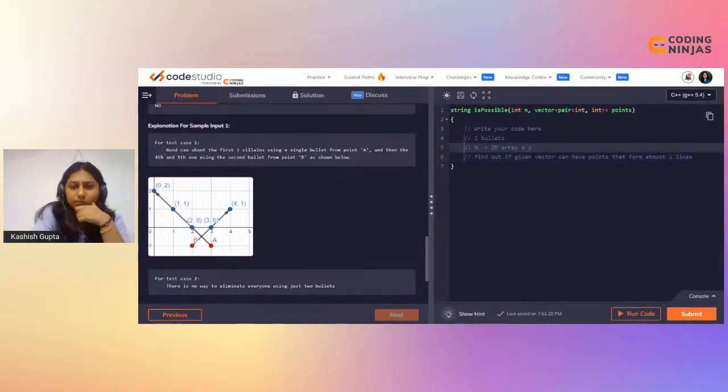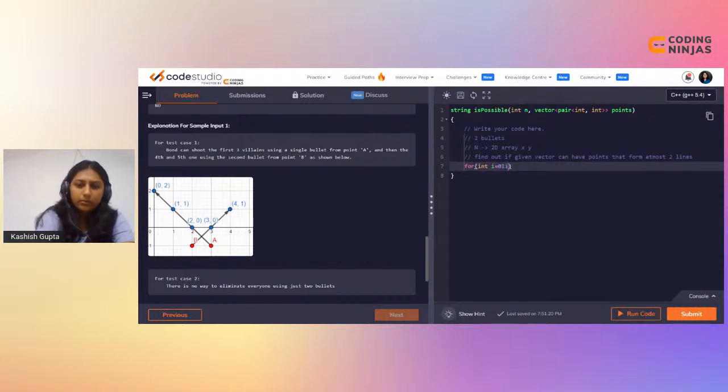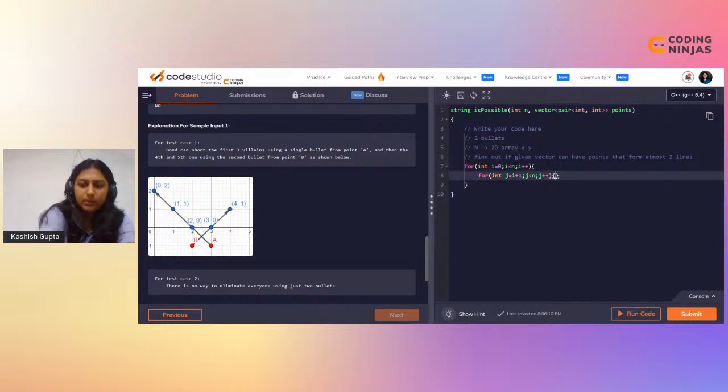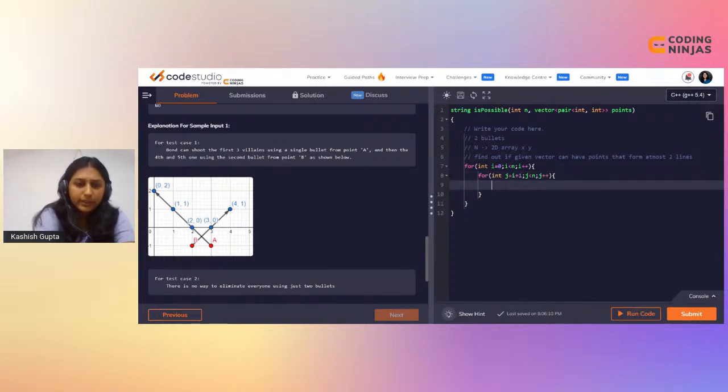So we decided that we have to take all the points and look at them. For int i equals 0, i is less than n, i plus plus. Now we have to basically check. So for check we'll pass i, j and points, to see whether all the other points are dividing such that i, j make a line.